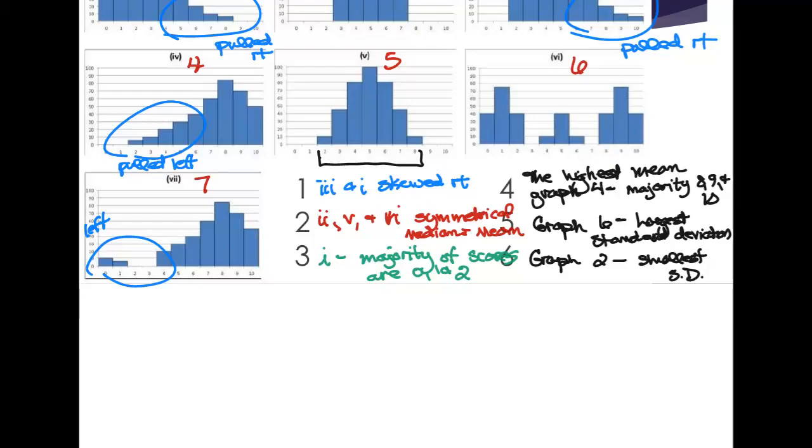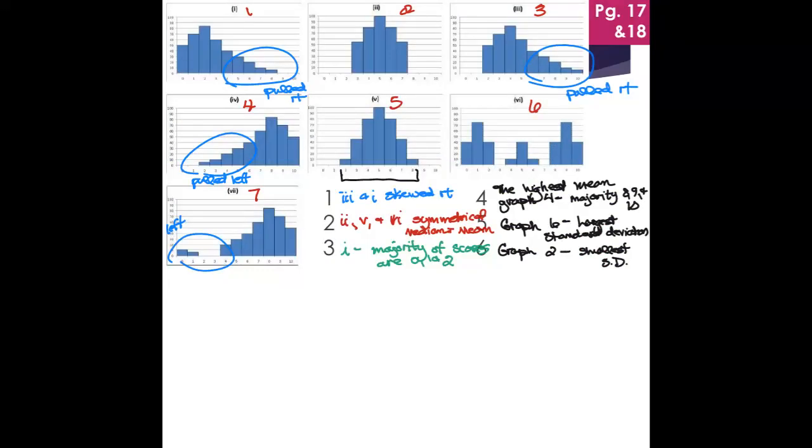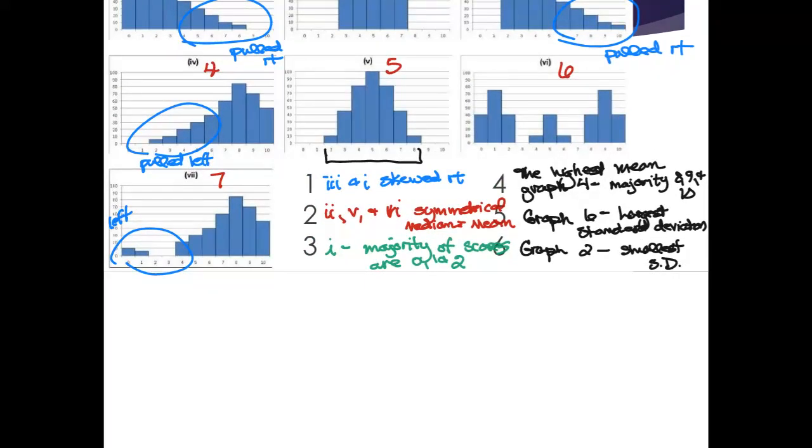All right. Okay. So I lied. If you have your computer, please take your computer out. We are going to use computers. Graph 2 has the smallest standard deviation.